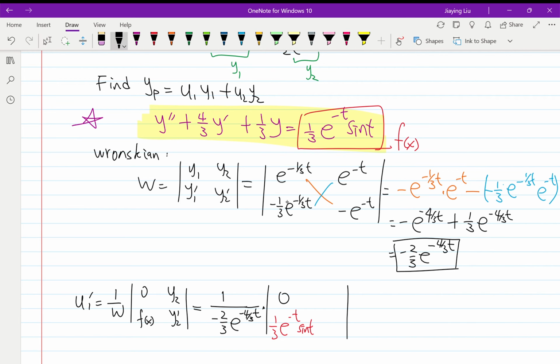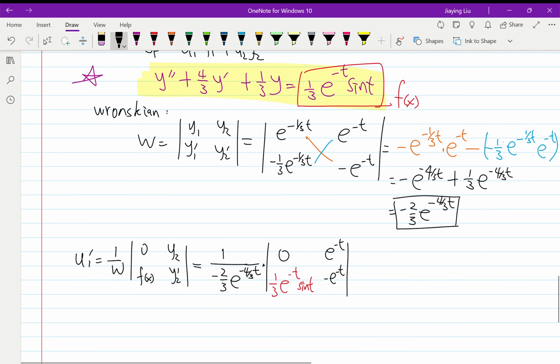And the y2 is e to the negative t, and the negative e to the negative t. So from here, we have to find the determinant again. But be very careful because we have a lot of fractions, a lot of exponents, a lot of negatives. So just be careful. So 1 over negative is negative, 1 over 2 over 3 is 3 over 2, 1 over e to the negative is e to the positive exponent. So that's a negative 3 over 2 e to the positive 4 over 3t. So that's just the 1 over W part.